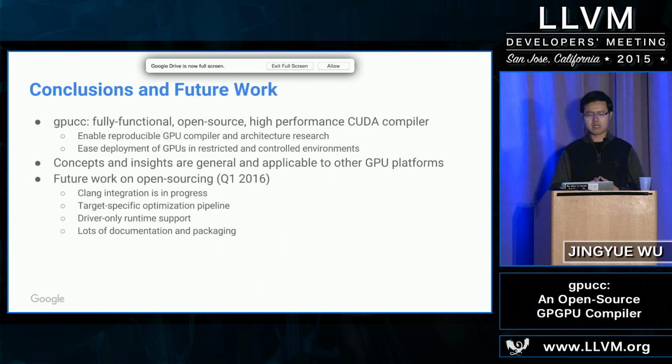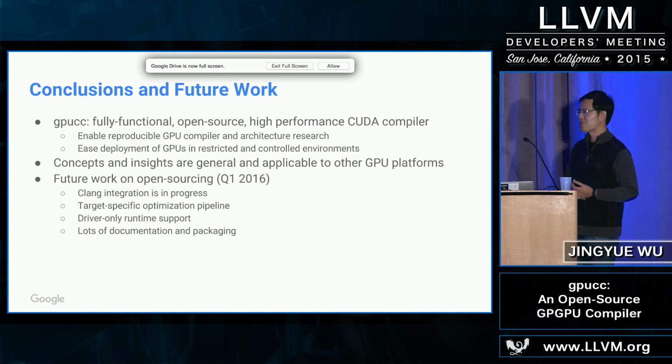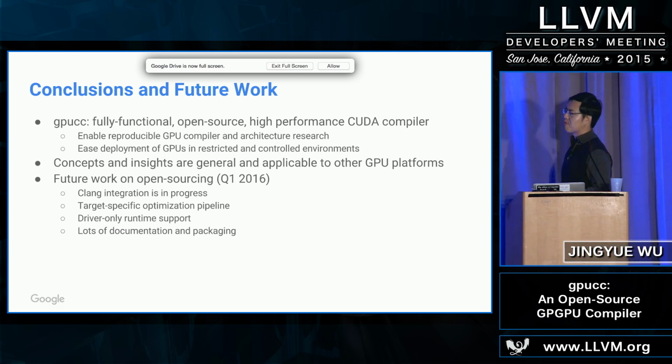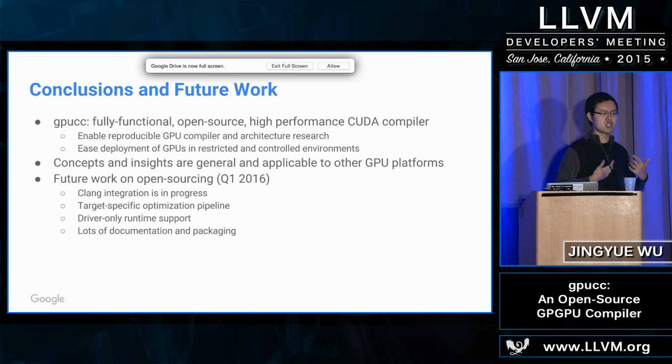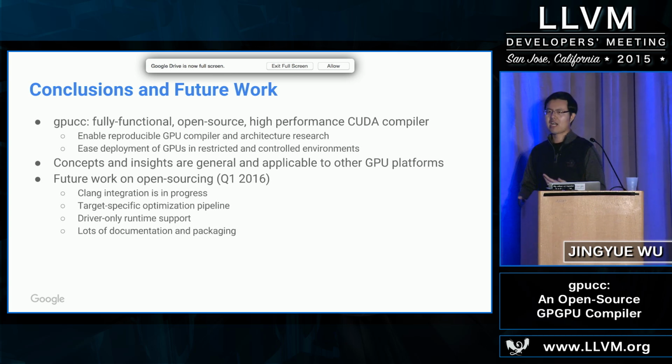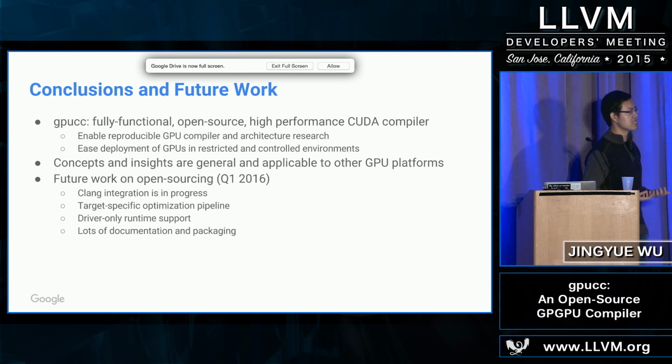As a conclusion, I presented GPUCC, a fully functional, open source, high-performance CUDA compiler. It enables reproducible GPU compiler research and architectural research, and high-performance computing research in general. Industrial-wise, it also makes the deployment of GPUs in restricted and controlled environments much easier.